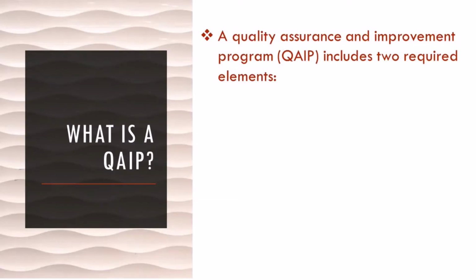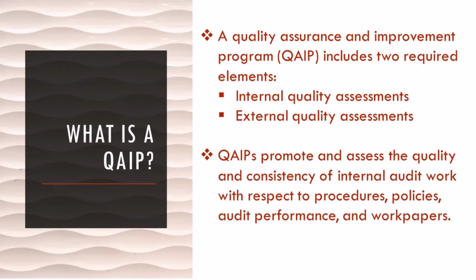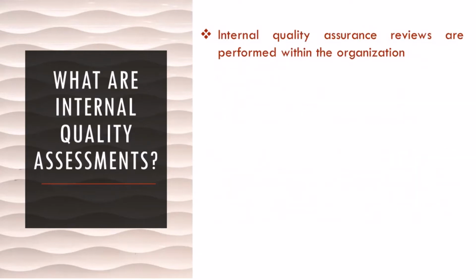What are the required elements of the quality assurance and improvement program? The quality assurance and improvement program includes two required elements: internal quality assessments and external quality assessments. The internal audit function should develop and document its internal assessment program to promote and assess the quality and consistency of internal audit work with respect to policies, procedures, audit performance, and work papers.